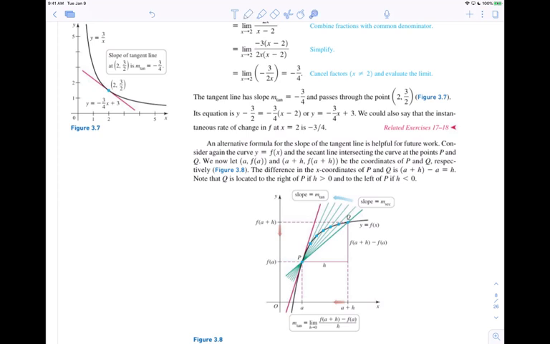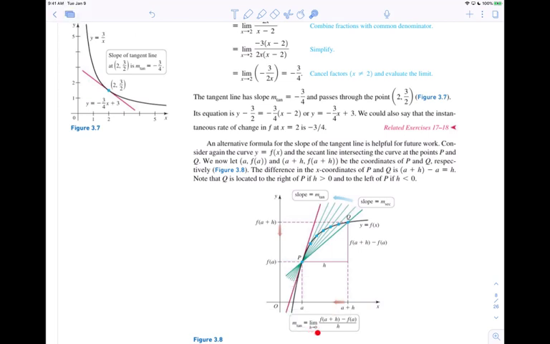So an alternative formula for the slope of the tangent line is helpful for future work. Consider again a curve and a secant line. So we have this secant line, right? As this point Q gets closer and closer to this point P, we have our fixed point A, and then we're going to have A plus some change. So as this change H goes to 0, this second point gets closer to the first point. So an alternate way of doing the slope of the tangent line at a point is going to be the limit as H tends to 0.